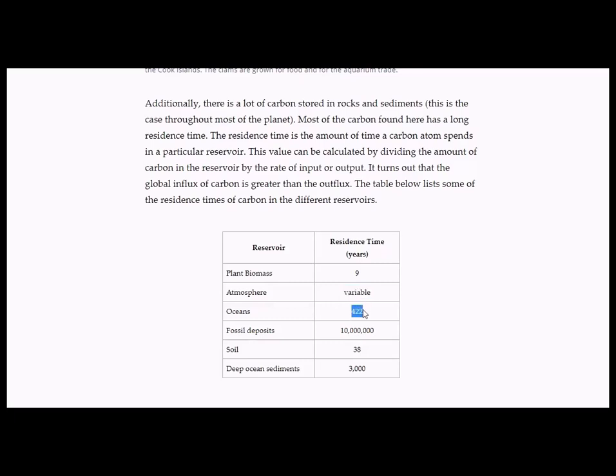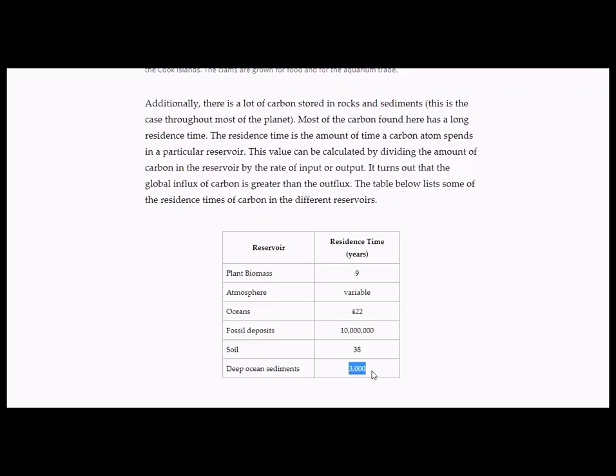Oceans, 422 years. Oceans kind of hold it for a lot, because if the carbon is way below the surface of the ocean, it's going to take some time for it to churn up. Fossil deposits, 10 million years. That's an average. If that carbon gets buried deep underground, it's going to be there for a long time.